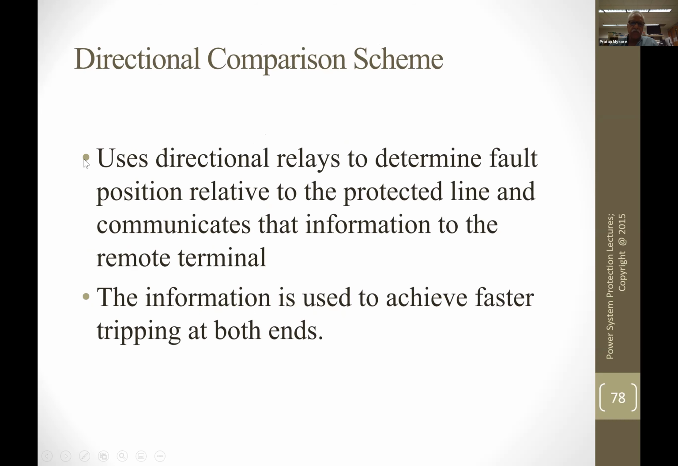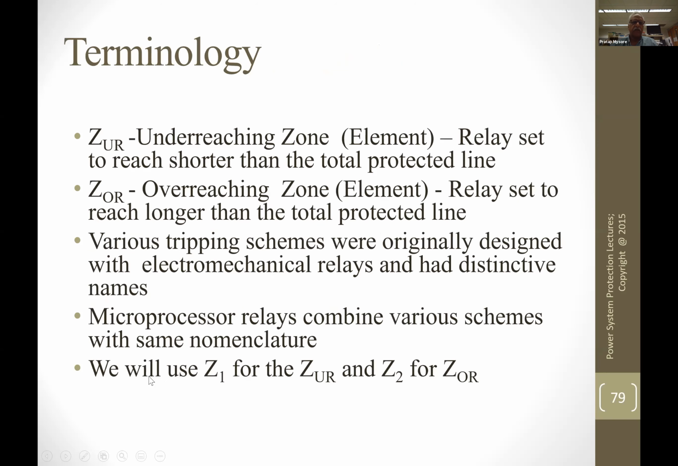So they use directional relays to determine fault position relative to the protected line and communicate that information to the remote end. The information is used to achieve faster tripping at both ends. So we will use some terminologies in the next few pictures. So we will try to look through that.